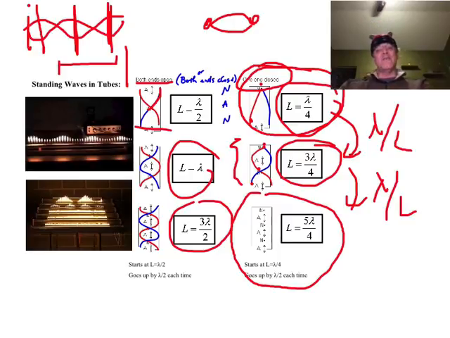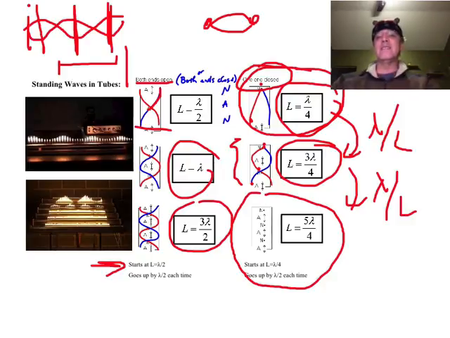Our AP test only does the first 3 harmonics, and if I remember what I start with, half of a wavelength when both ends are open, wavelength over 4 if one end's open and one end's closed, and I remember that I go up by half a wavelength each time, I can figure out a bunch of stuff about that.